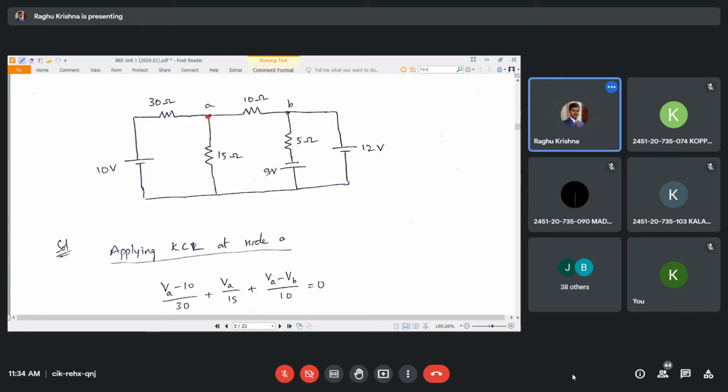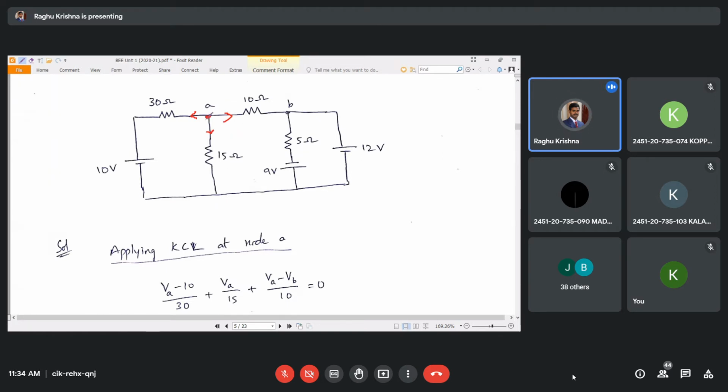Now here how to do this one? Apply KCL at the node. If there is a node, you have to apply KCL. Nodal analysis means you have to apply KCL. So apply KCL at this node. Assume the currents are leaving the node. If the currents are leaving the node, you have to take positive sign.